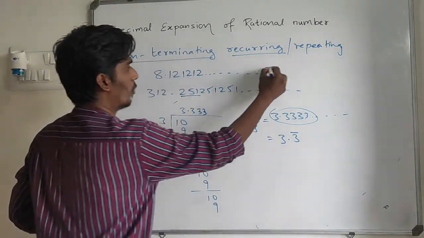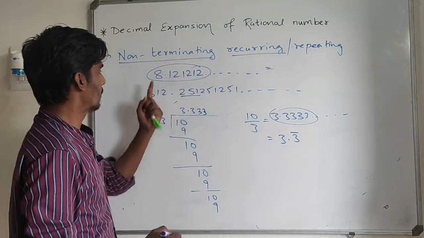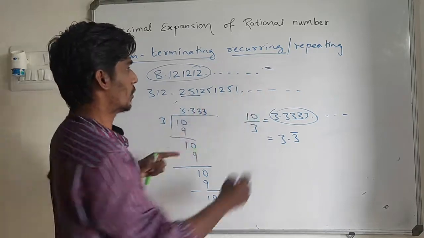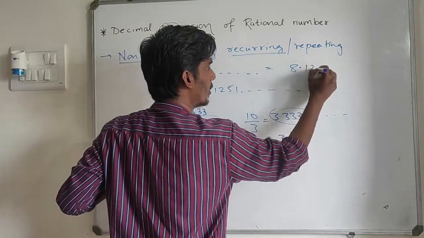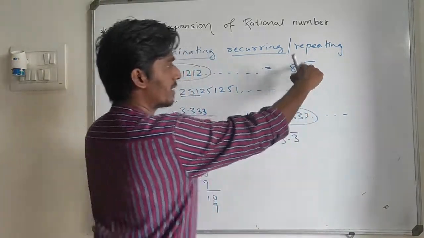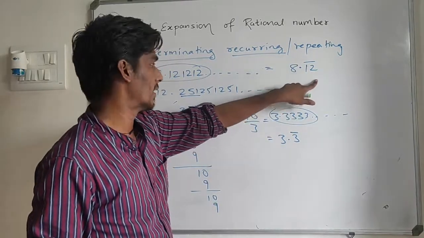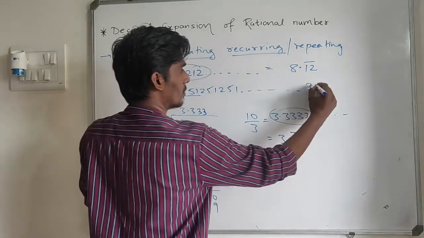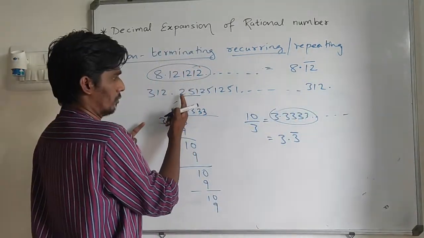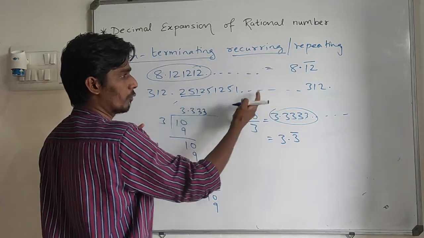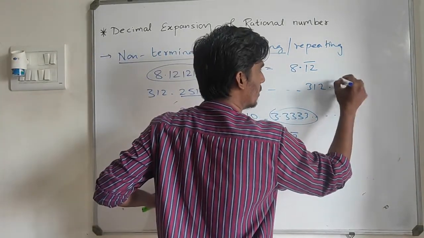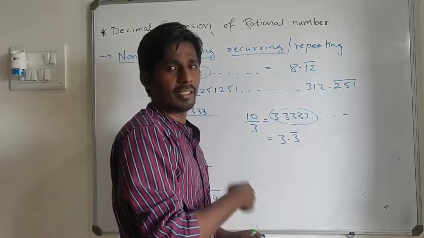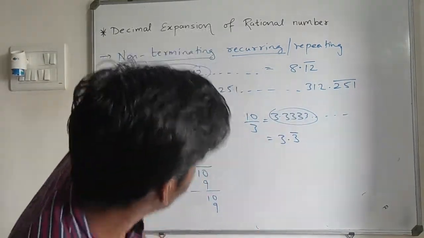For this one, if I want to write this number in bar form, 8.121212 dot dot dot, I can write this one as 8.12 bar. This bar represents which decimals are repeating here. If I write this one in bar form, 312.251, 251, 251, so it's 251 bar. So this bar represents that all three numbers are repeating again and again.